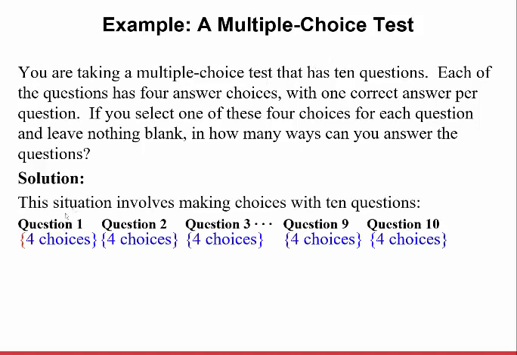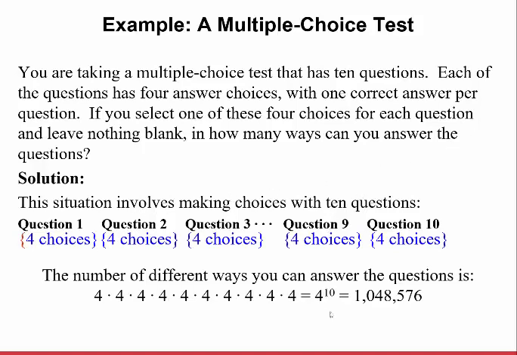Because you have 10 questions, one, two, three, all the way up to 10, what you have to do is make a choice for each of the 10 questions. How many options do you have for question one? Four. How many for question two? Four, and so on. So if you multiply four times four times four times four, you get four to the 10th. The number of different ways you could answer this test would be 1,048,576 different ways.